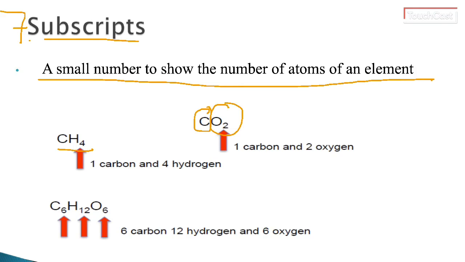Here in this CH4, I have 1 carbon and I have 4 hydrogen. In this example here, I have 6 carbon, I have 12 hydrogen, and 6 oxygen.